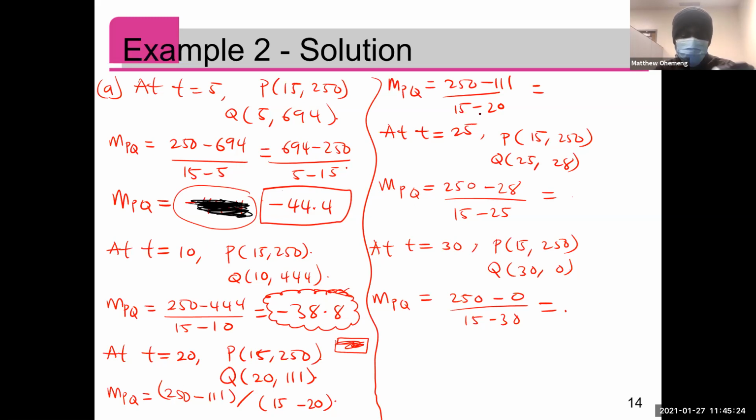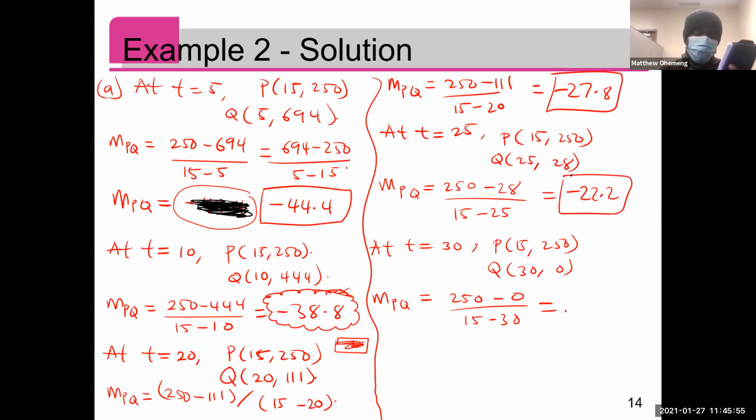And then for this one, we have 250 minus 111 over 15 minus 20. And that's also negative 27.8. And then the other one is 250 minus 28 over 15 minus 25. And that's also negative 222.2, final. And then this one is 250 over 15 minus 30.